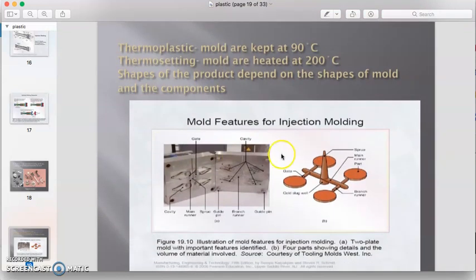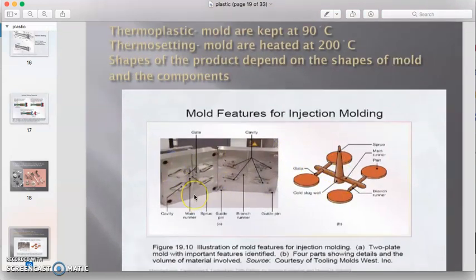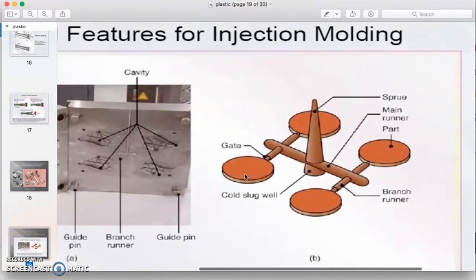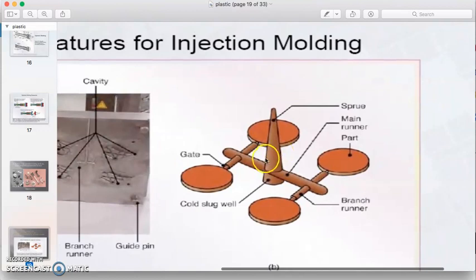Okay, this is also the mold. This figure shows the mold of injection molding. So, two halves of the mold, and because the product is small, we can design 4 parts to be produced in a single injection process. So at the end of the process, when we open the mold, we can take out the parts.